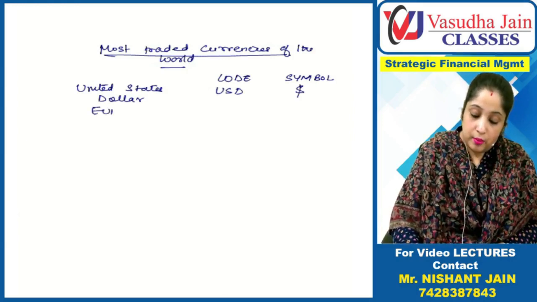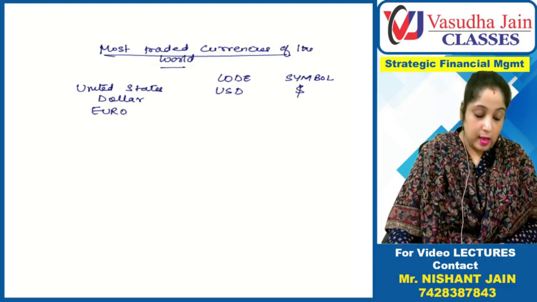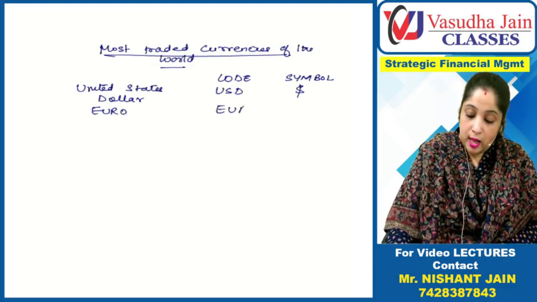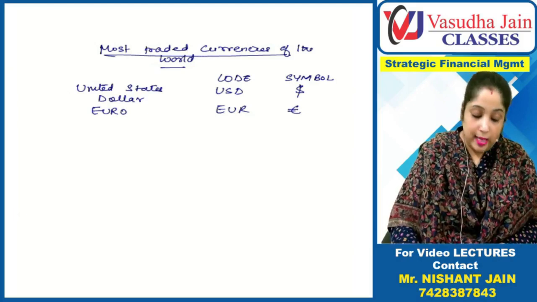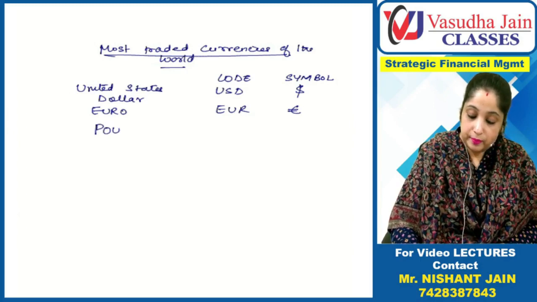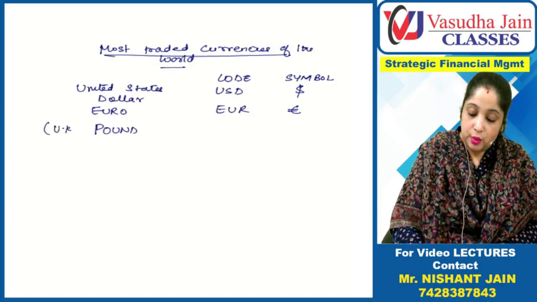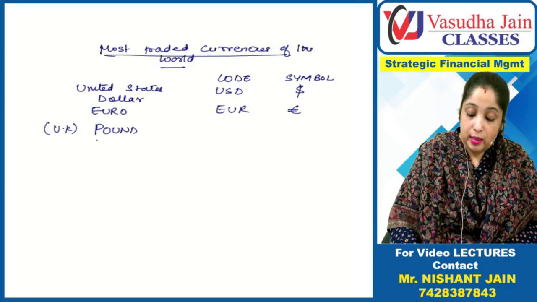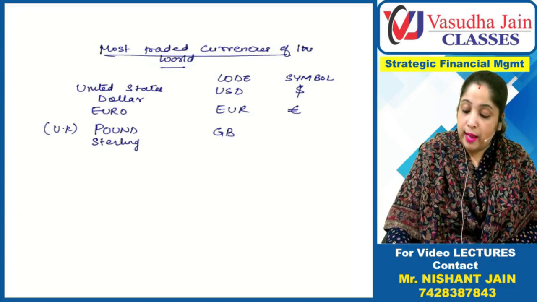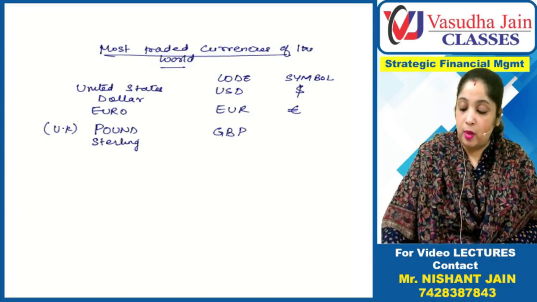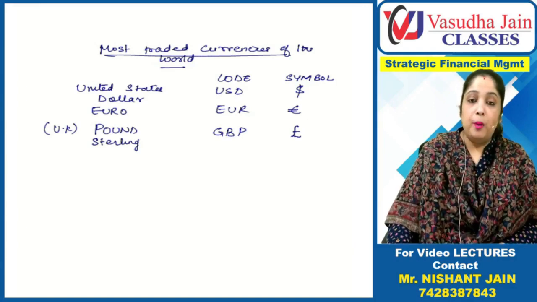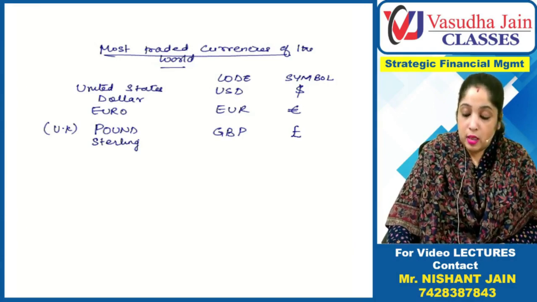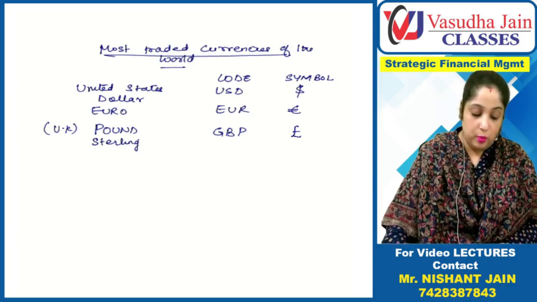Then there is euro, which is in Europe, and its code is EUR and the sign is the euro sign. Okay, this is a euro. Then there is your pound. In the UK it is used, called pound. It is called sterling. It is shown by the code GBP, Great Britain pound, and the sign used for it is like this. Clear? It is called pound and it is called sterling also.